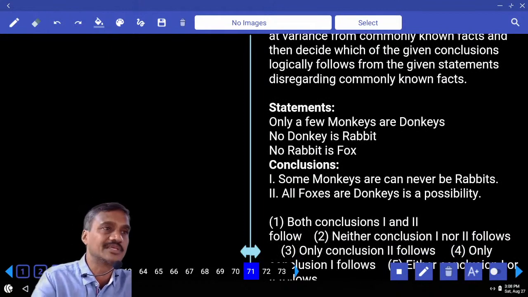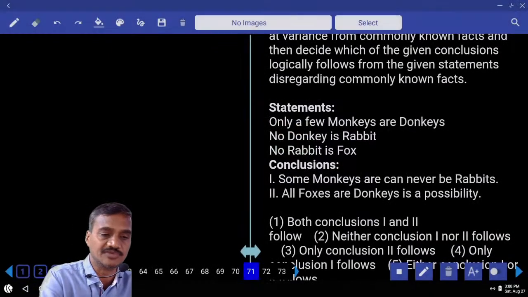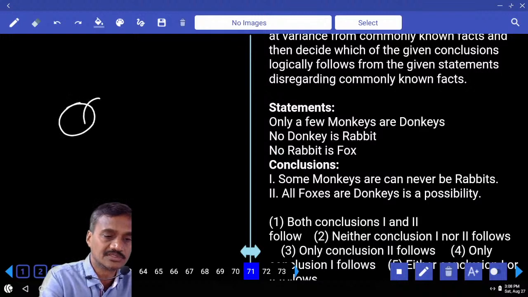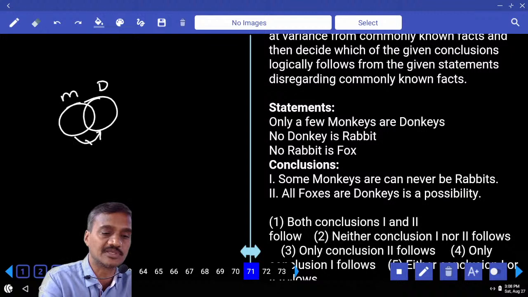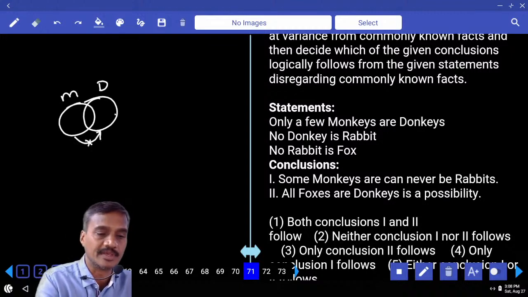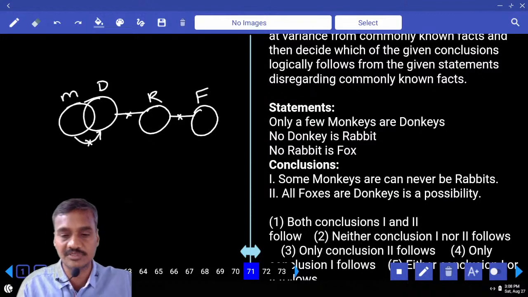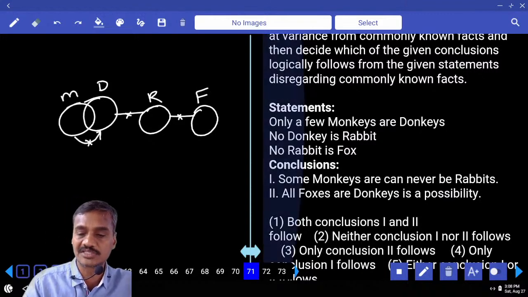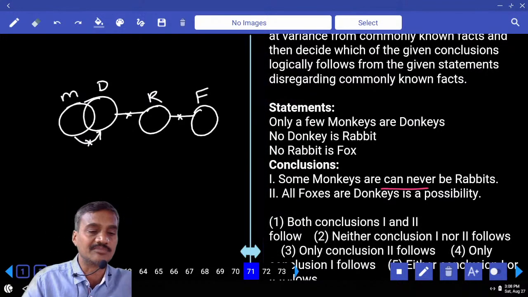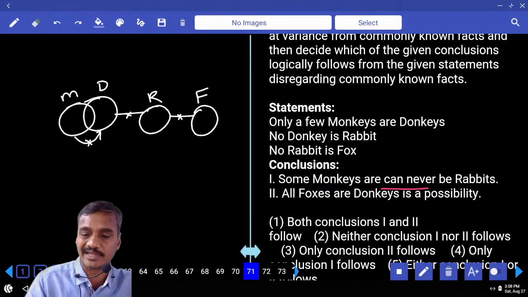Only a few monkeys are donkeys. What is the information we have? Only some of the monkeys are donkeys, but not all. And no donkey is a rabbit, so no intersection between these two. And no rabbit is a fox, so no intersection between rabbit and fox. And we have the conclusions. First one: some monkeys can never be rabbits. Now here, his claim is that they can never be.